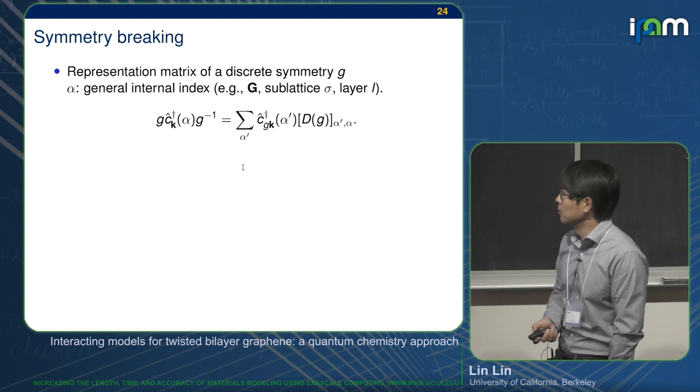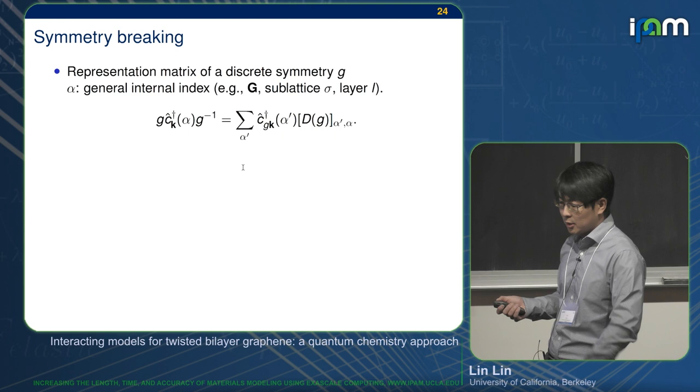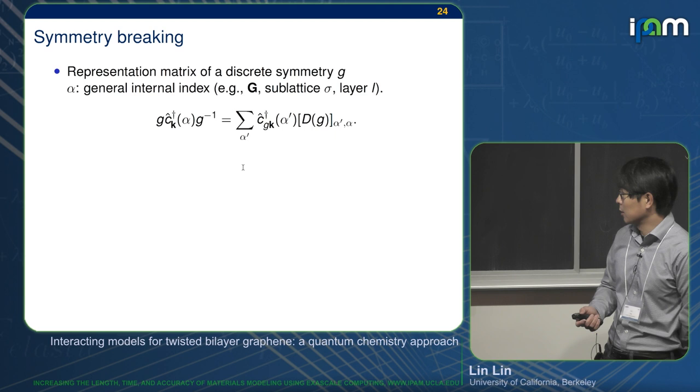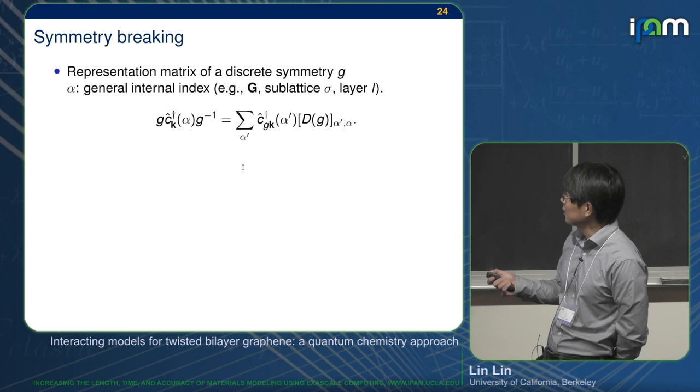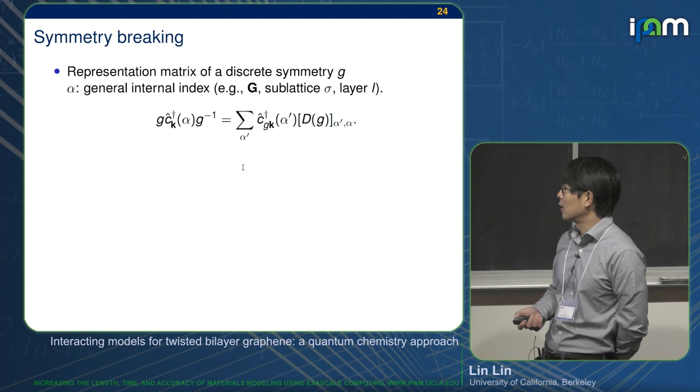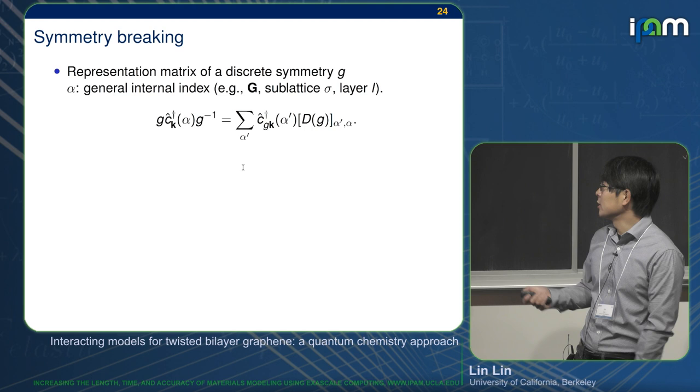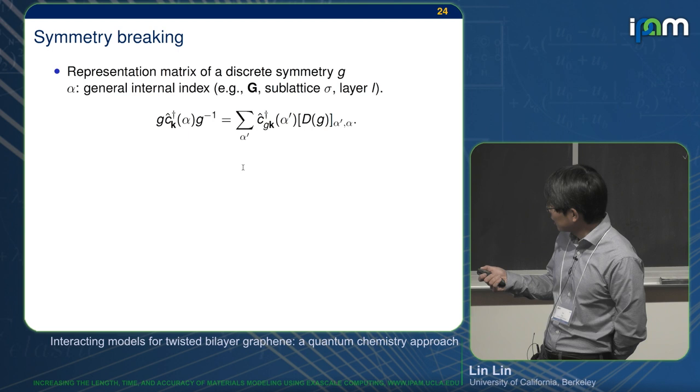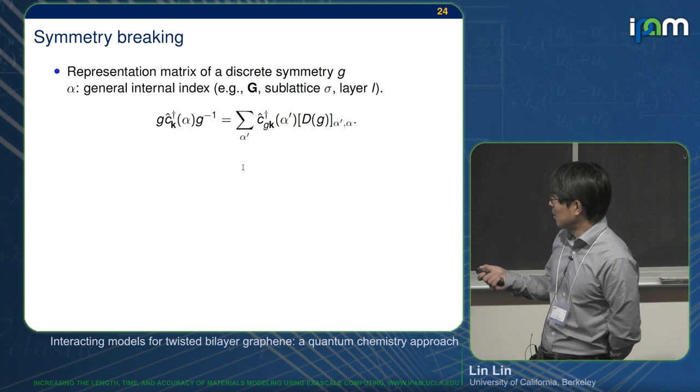The representation matrix of some discrete symmetry, C3z, C2z, and so on, you can always think of in this way in condensed matter physics. You have an alpha, which is some internal index, such as the plane wave index, sublattice, layer, and so on. You lump all of them into alpha. And then what symmetry does is rotate the creation operator into other creation operators. It changes k to gk, and also changes alpha to alpha prime, and there will be some linear combination coefficients, D_g, and this D_g is called the representation matrix.